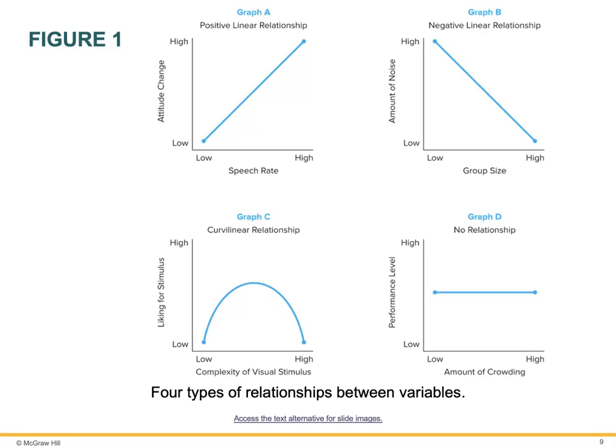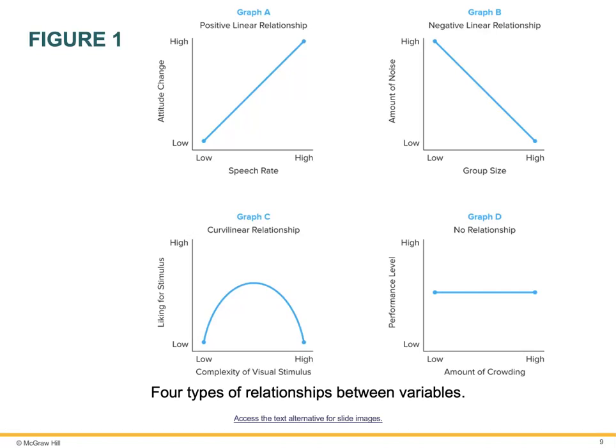So graph C, figure 1, shows a curvilinear relationship. This particular relationship is called an inverted U. A number of inverted U relationships are described by Grant and Schwartz. Graph C depicts the relationship between the complexity of a visual stimulus and liking of that stimulus. Having a complex visual stimulus, one with a lot of detail, is associated with more visual attractiveness, but only up to a point. Too many details, and then the relationship becomes negative as visual attractiveness diminishes. So of course it is also possible to have a U-shaped relationship.